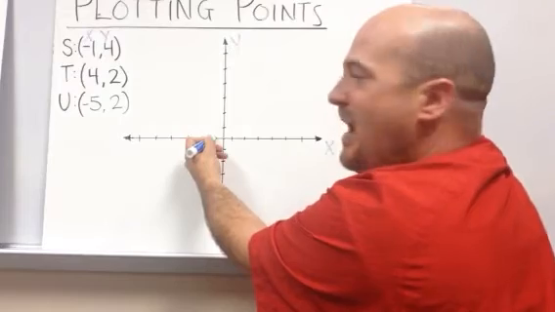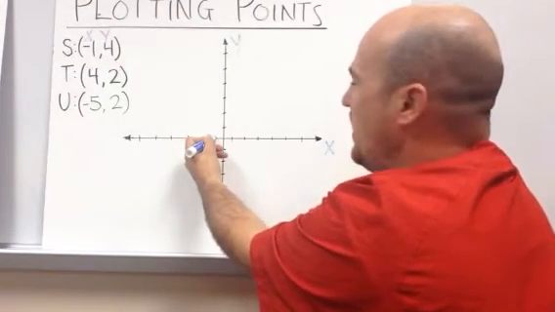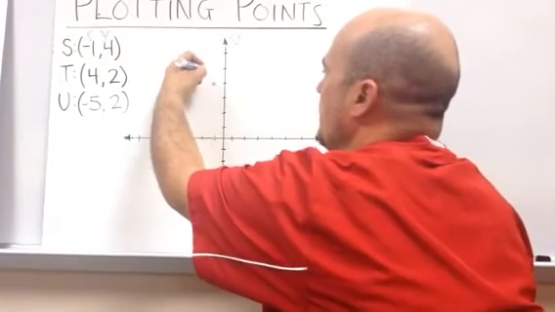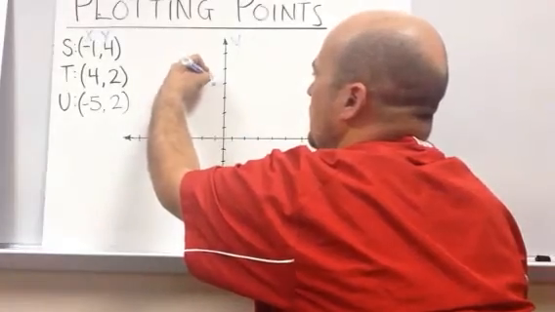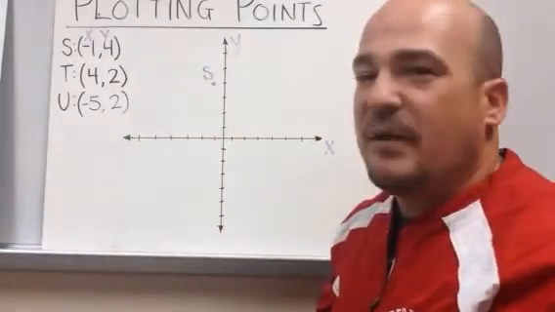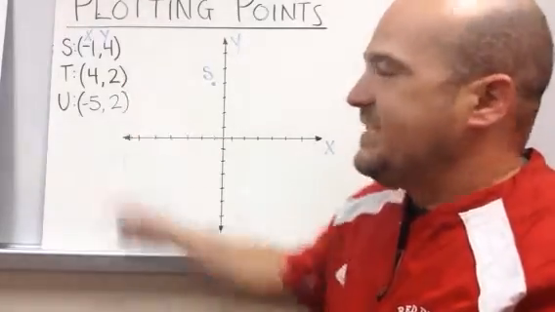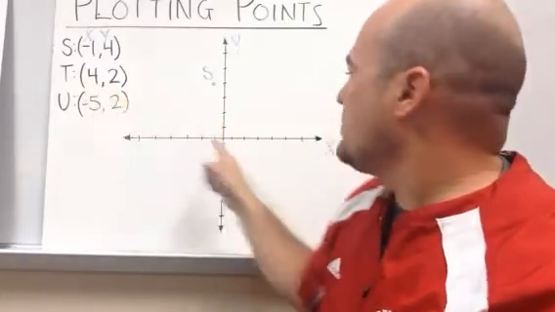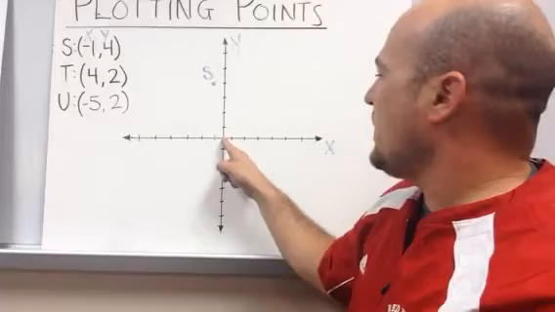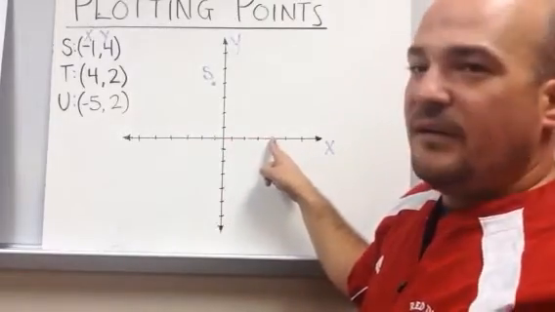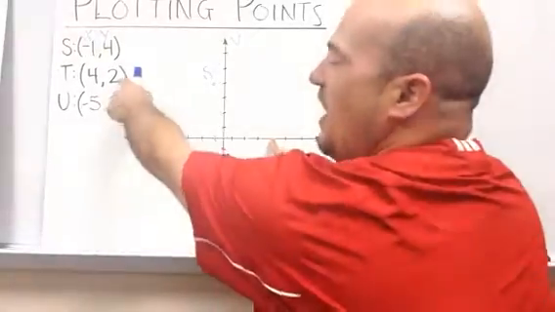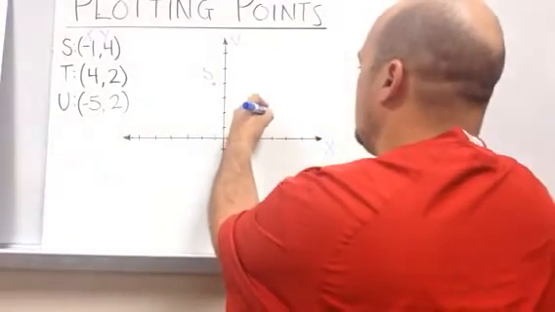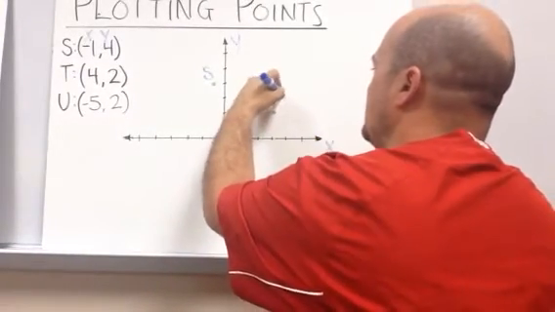Then my y is 4. It's a positive 4, so I'm going to go up. 1, 2, 3, 4. There's my S point. My marker's running out of ink. I apologize. All right, my next point is T. The first number is my x. That's a positive 4, so I go to the right. 1, 2, 3, 4. My second number is my y, and it's a positive 2. Positive means I go up. 1, 2. There it is. That's where T is.